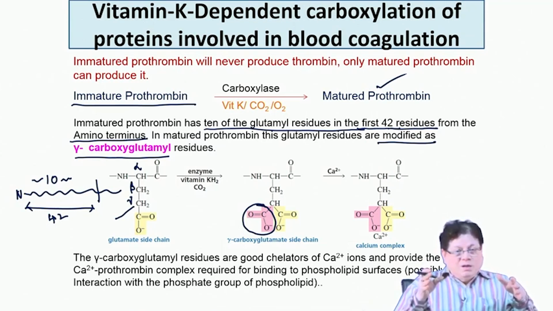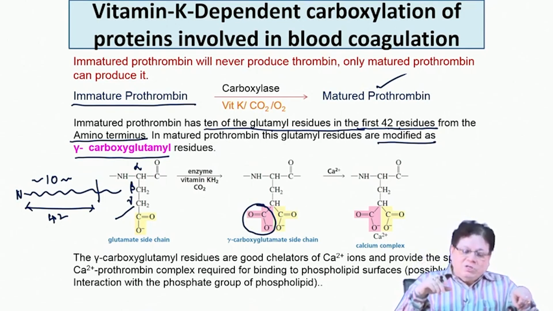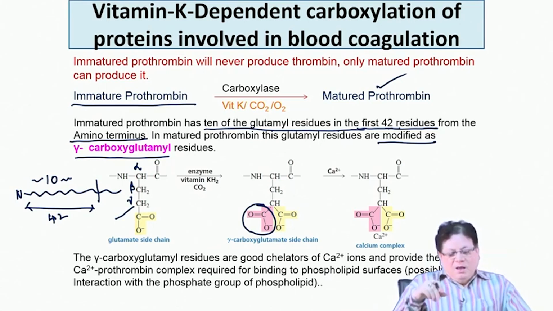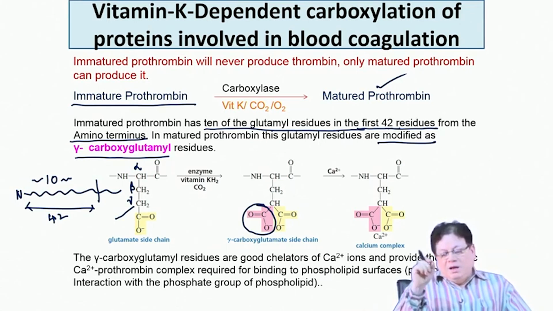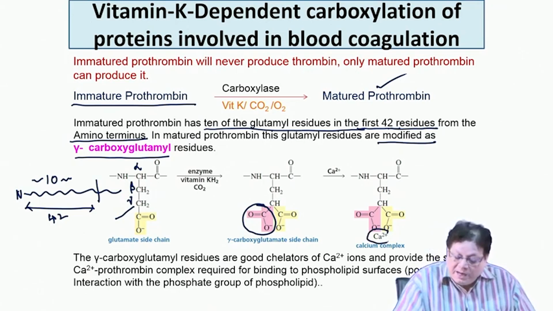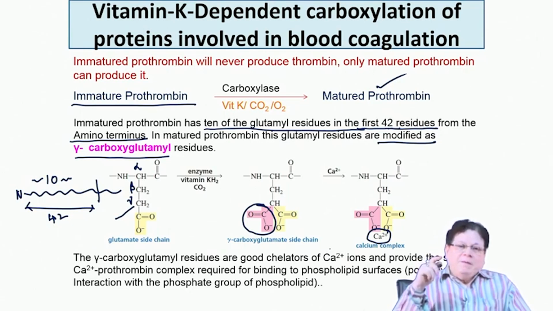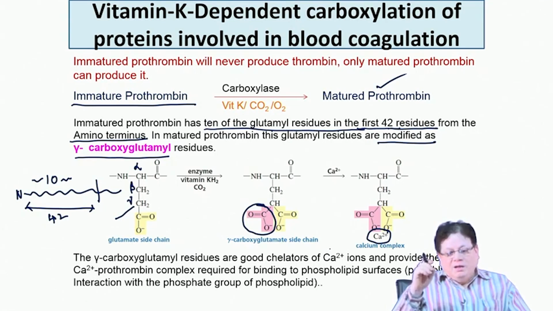So, the difference between immature and mature is that immature prothrombin contains a large number of glutamic acids, and in mature prothrombin these glutamic acids are further gamma carboxylated with the help of vitamin K to form gamma carboxyglutamic acid, or gamma carboxyglutamyl residues. Why do you need these residues? Because they form a complex with the calcium, and that is a necessary condition for the prothrombin to carry out the next reaction.